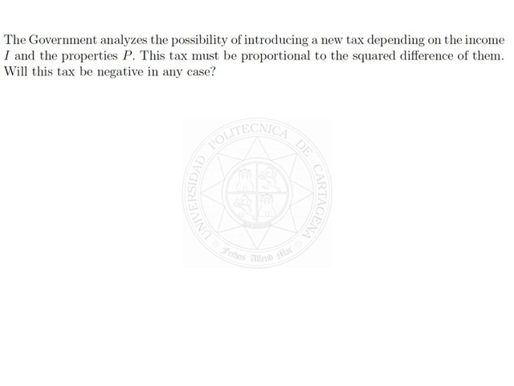The government analyzes the possibility of introducing a new tax depending on the income I and the properties P. This tax must be proportional to the squared difference of them. Will this tax be negative in any case?